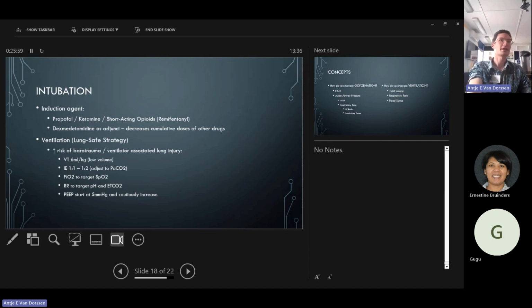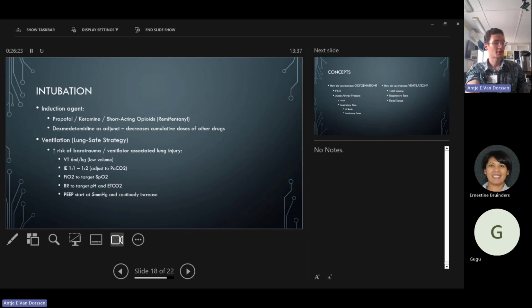And then induction agents. So obviously this is first world data here, but propofol, ketamine, short-acting opioids, and then they do suggest dexmedetomidine as an adjunct. Obviously thinking about this from an anesthetic perspective, it decreases the cumulative doses of your other drugs if you're worried about suppression in that regard.